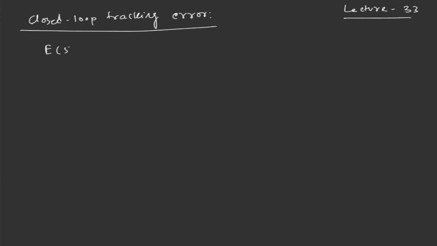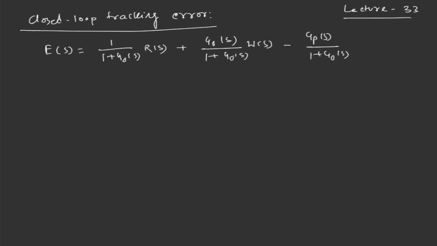E_R is equal to 1 upon 1 plus G naught of S, R of S, plus G naught of S upon 1 plus G naught of S, W of S, minus G_P of S upon 1 plus G naught of S, M_D of S. Also, you can write this expression as E_R of S plus E_W of S plus E_MD of S. So E_R is the tracking error due to the reference signal, E_W the tracking error with respect to the measurement noise, E_MD the tracking error due to the disturbance to the system.